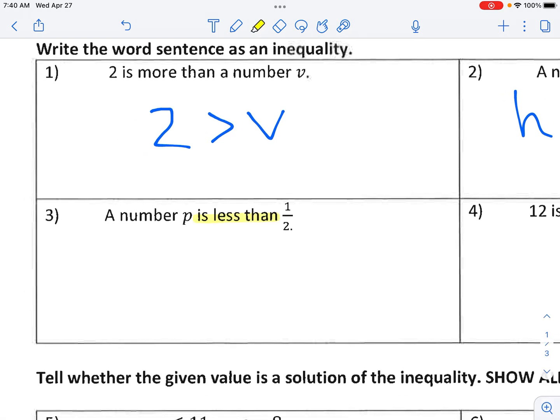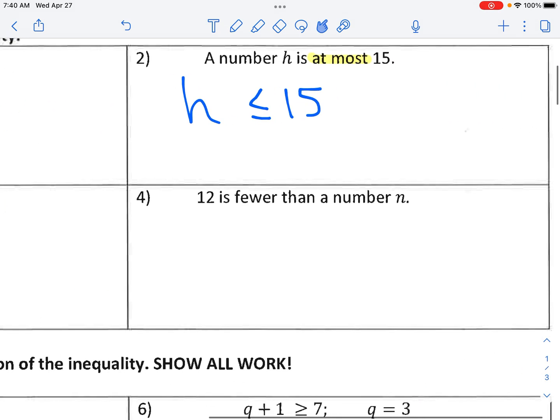A number p is less than 1/2. P is less than 1/2. Number 4, 12 is fewer than a number n. Fewer than means less than, so 12 is less than n.